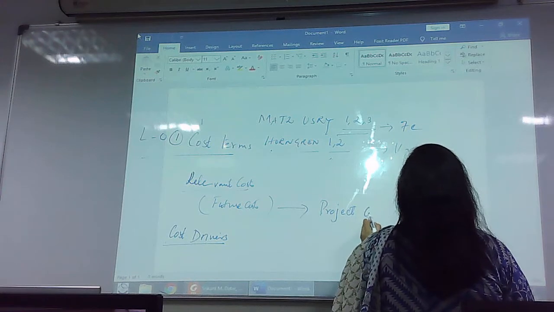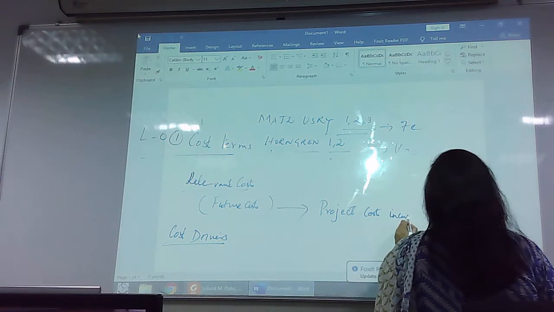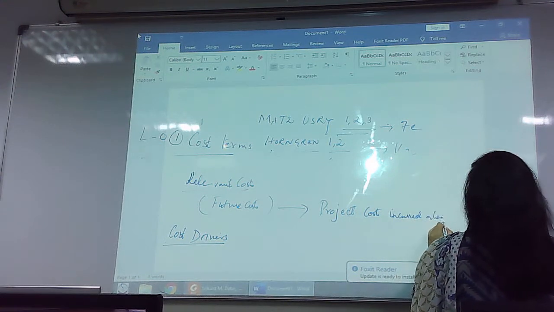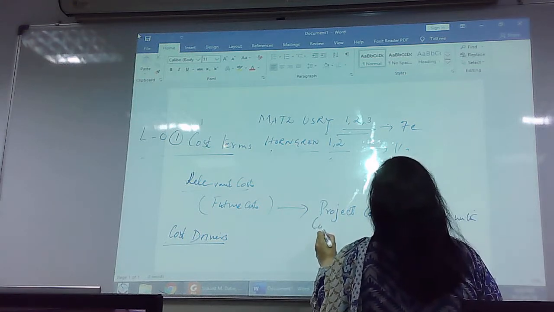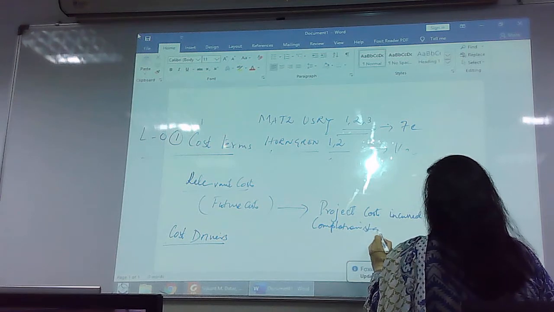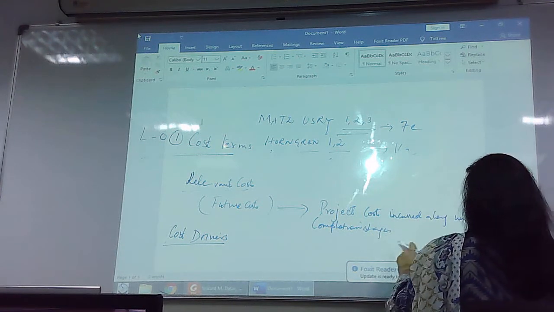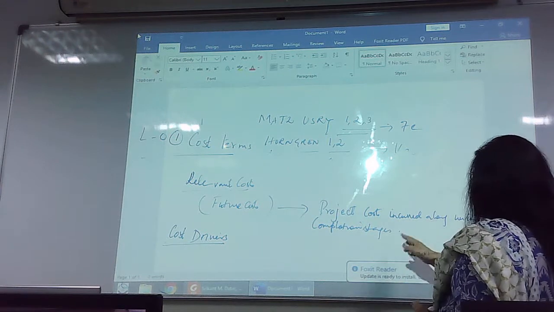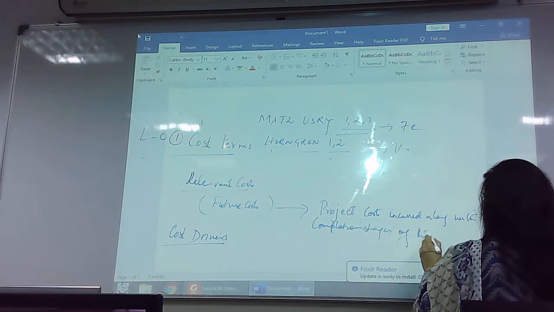for instance, incurred along with the completion stages of the project. Project costs incurred along with completion stages, or you can just simply say of the project.